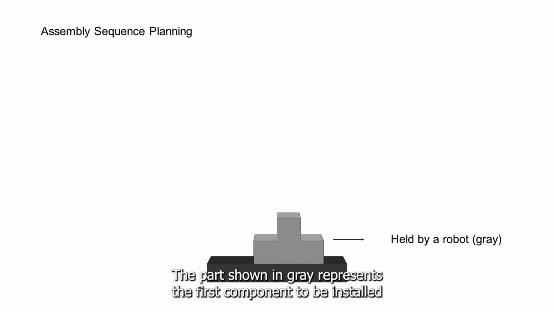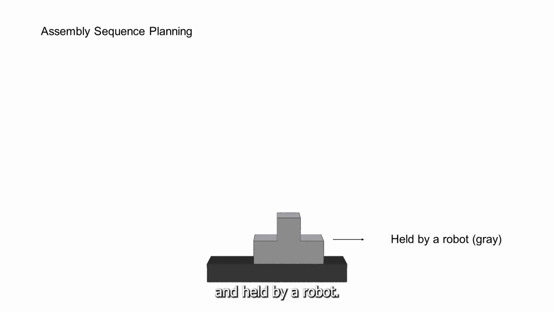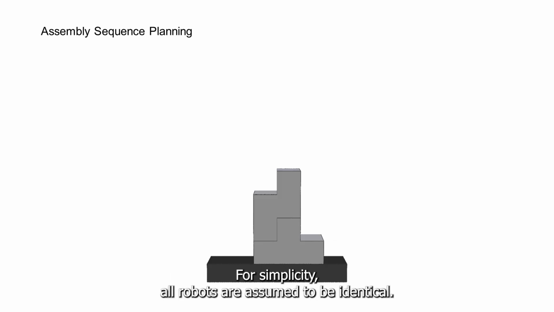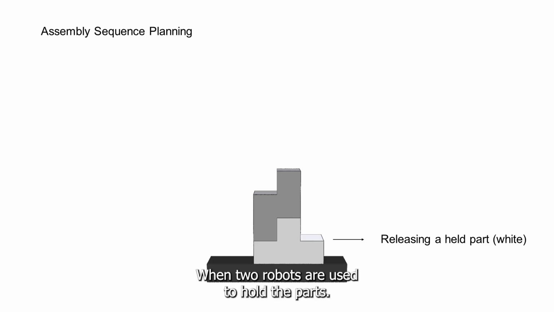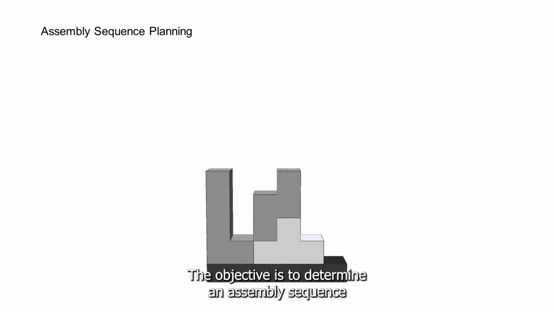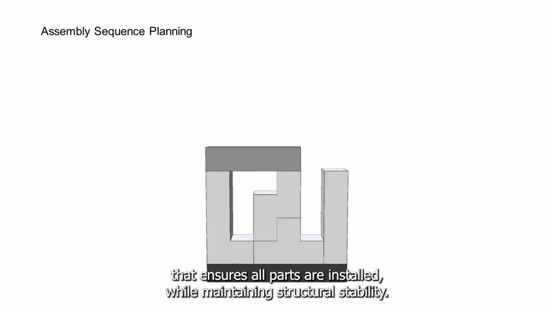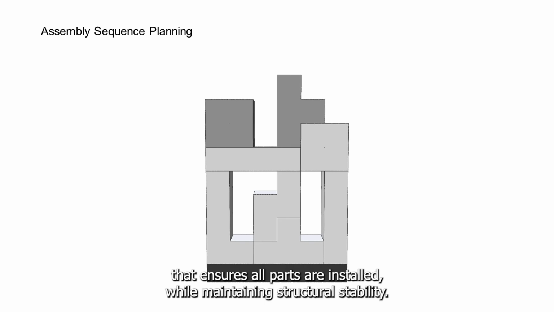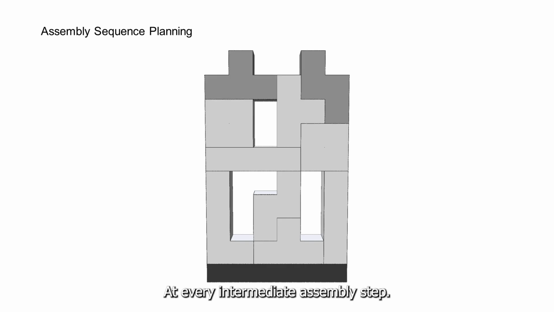Let us consider an abstract assembly sequence planning problem where the boundary parts are highlighted in a dark color. The part shown in gray represents the first component to be installed and held by a robot. For simplicity, all robots are assumed to be identical. When two robots are used to hold the parts, one robot must release its currently held part before it can install a new one. The objective is to determine an assembly sequence that ensures all parts are installed while maintaining structural stability at every intermediate assembly step.